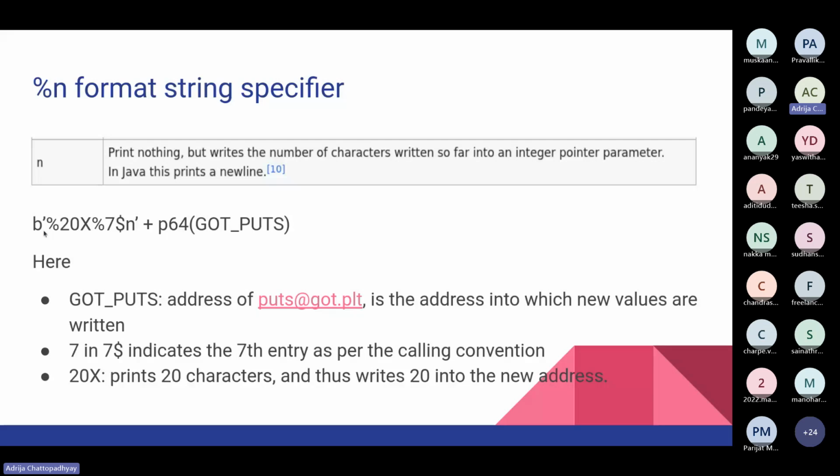So here's an example. There's %20x, %7$n, plus an address, p64 from pwntools, packing it into 64-bit, I think mostly little endian, and the GOT entry of puts. So this is the address that we had, and it writes into the address present here. So what happens is we have a stack.